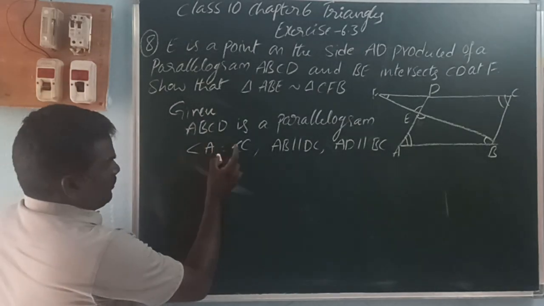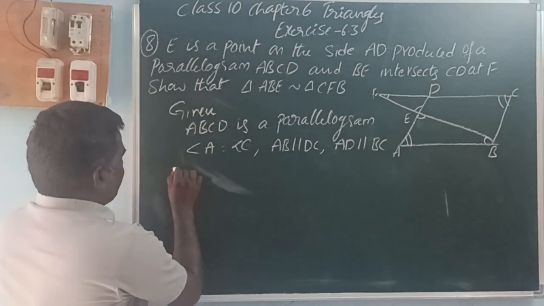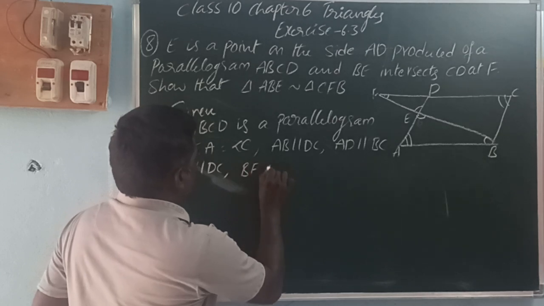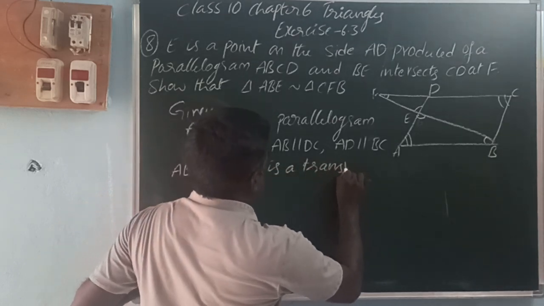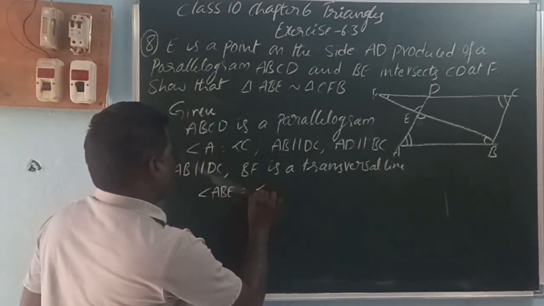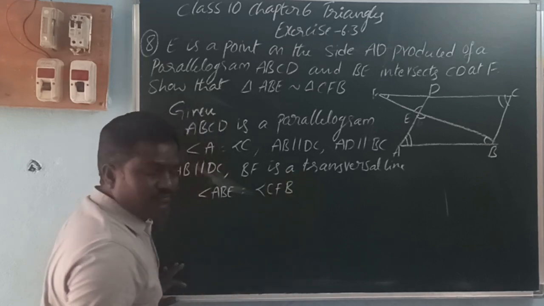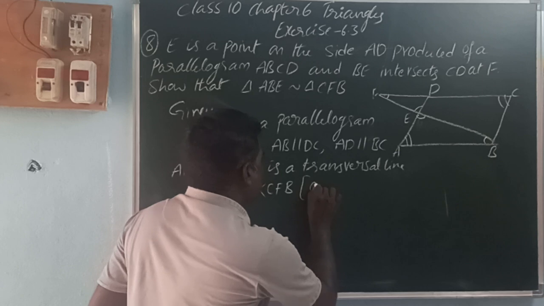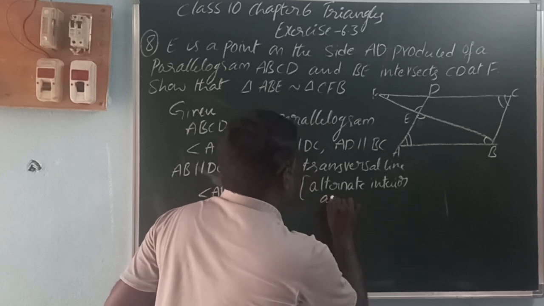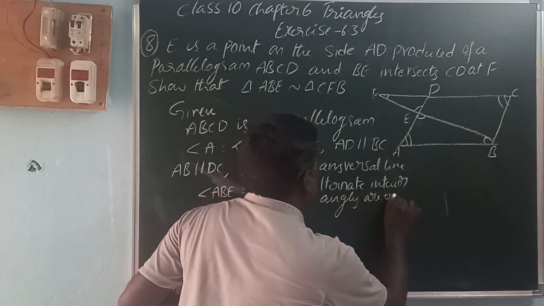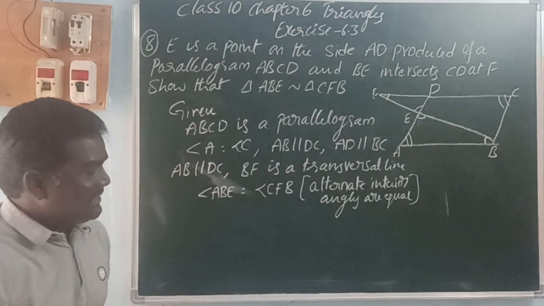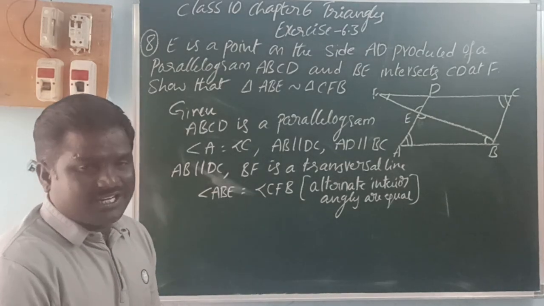So here, when AB is parallel to DC, then BF is a transversal line. Then angle ABE is equal to angle CFB. Why? Alternate interior angles are equal. So this angle and this angle are equal. Next, AD and BF meet at the point E, then vertically opposite angles are equal.